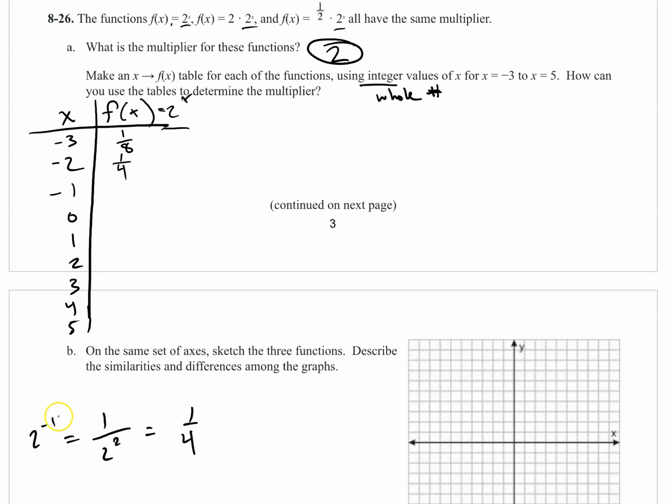If we plug in negative 1 for x, 2 to the power negative 1, that's 1 over 2 to the power positive 1, which is just a half. And if we plug in 0, 2 to the power 0, anything to the power 0 is 1. Okay, if we plug in 1, 2 to the power 1 is just 2 itself. If we plug in 2, 2 to the power 2, that's 2 times 2, which is 4. And then you can see it's multiplying by 2, so you can just continue the pattern. Times 2, 4 times 2 is 8, 8 times 2 is 16, 16 times 2 is 32. So that's our multiplier.